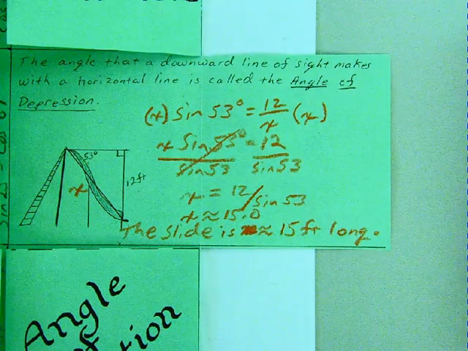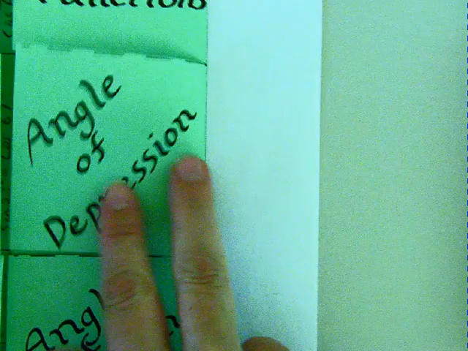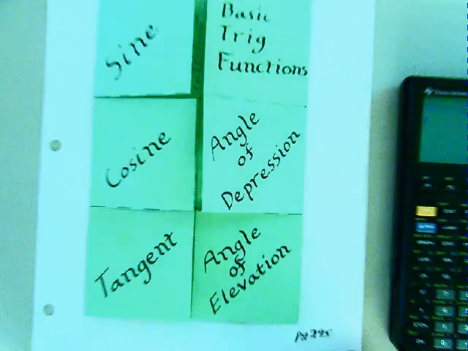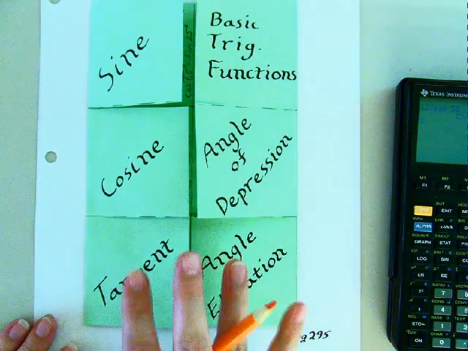Okay? All right, that is all that I have for you today. That should be everything in your green foldable. This is on page 295. So that's everything for that.